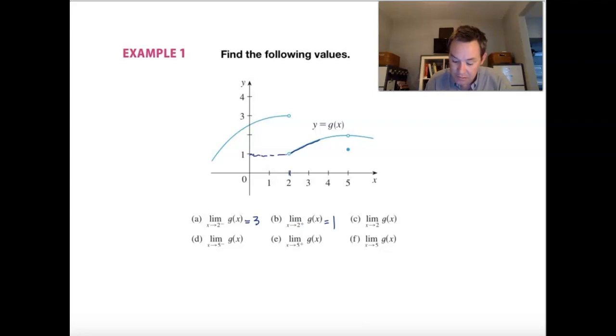So lastly, what's the limit of g of x as x approaches 2 overall? Well, since A and B are not the same thing, the limit from the left of 2 is not the same as the limit from the right of 2. We would say that the limit of g of x as x approaches 2 does not exist. The limit does not exist.